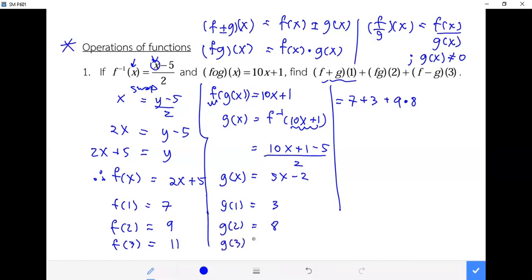G3 is 15 minus 2, which is 13. F minus G3 is 11 minus 13, which is minus 2. So that's 10 times 72, plus 11 minus 13, which is minus 2. So 80. Yeah, finish. Easy, right?